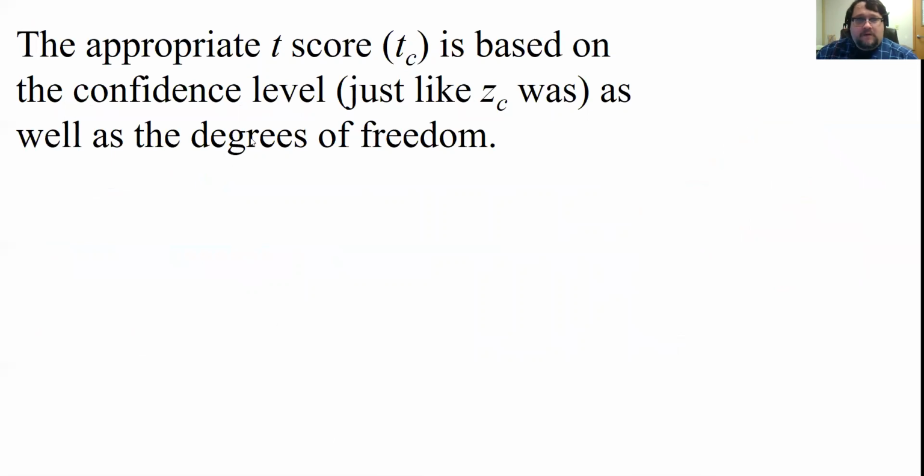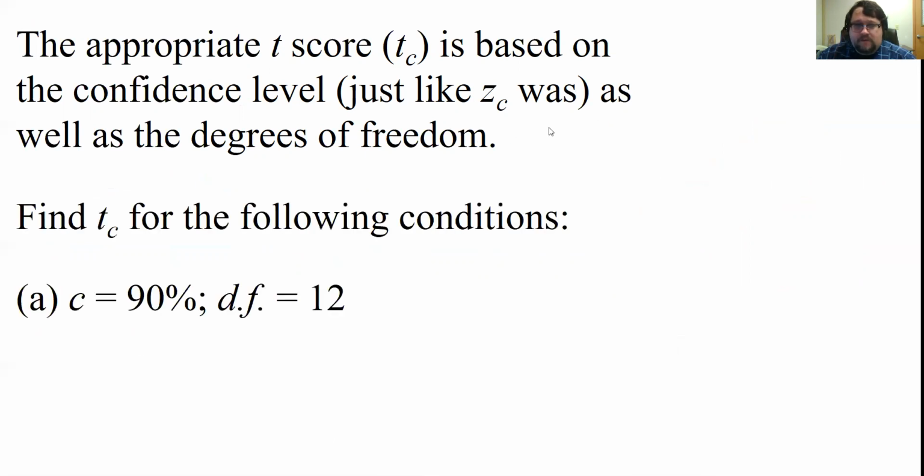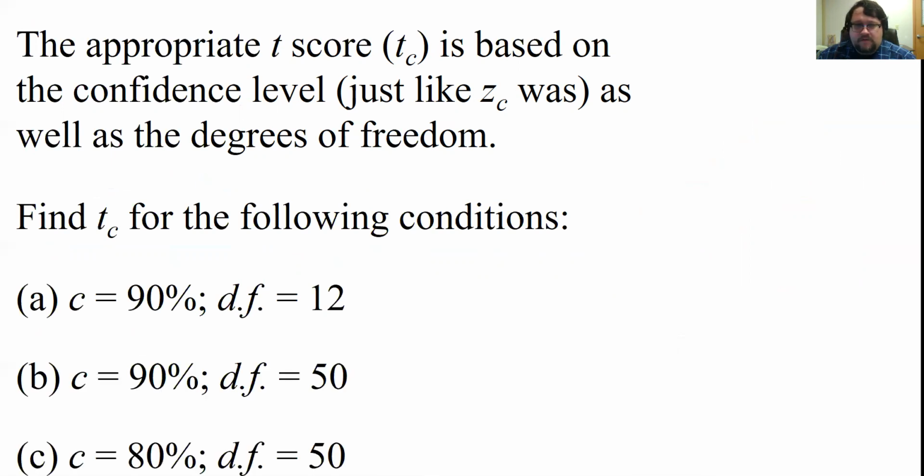All right, so we're going to figure out the appropriate t-scores based on confidence levels and degrees of freedom. So here are 3 things we're going to do, and I'm going to do it together with you to figure out what these are, so I can show you how to read this table. For the following conditions, a confidence level of 90% and degrees of freedom of 12, that means the sample size is 13. Confidence level of 90%, degrees of freedom is 50. That means the sample size is 51. And again, confidence level of 80% with degrees of freedom of 50. Again, that's a sample size of 51.